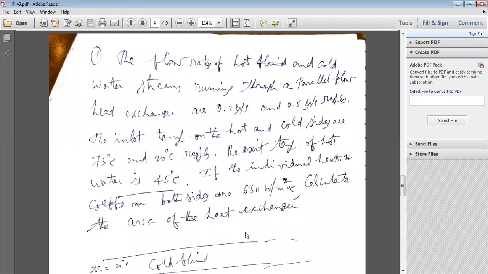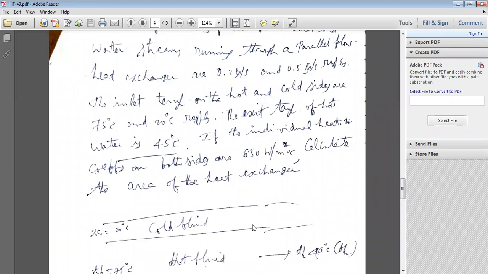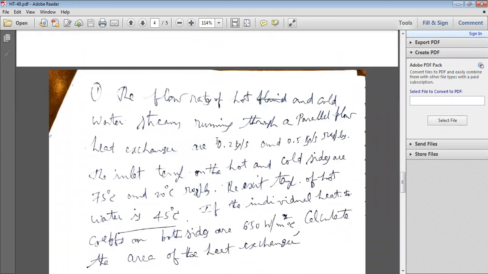Here also Q is equal to U A into delta T. But the overall heat transfer coefficient U is not given; that is to be calculated. Here both the hot fluid and the cold fluid are water only. The flow rate of the hot water is 0.2 kg per second, and the flow rate of the cold water is 0.5 kg per second.